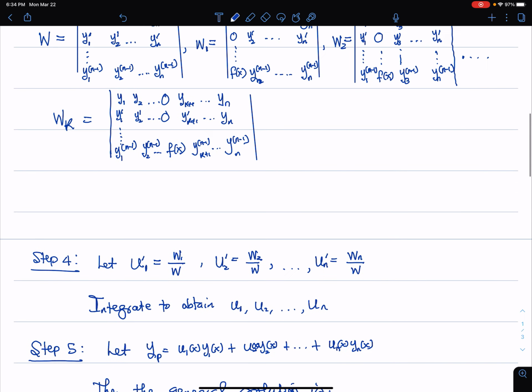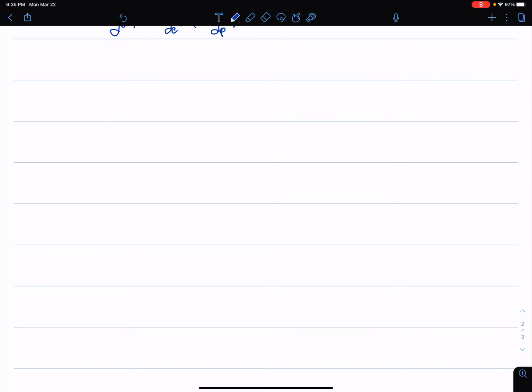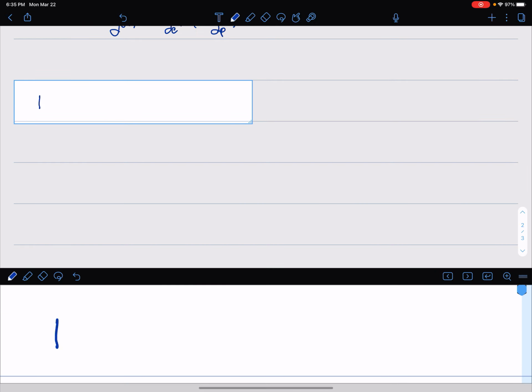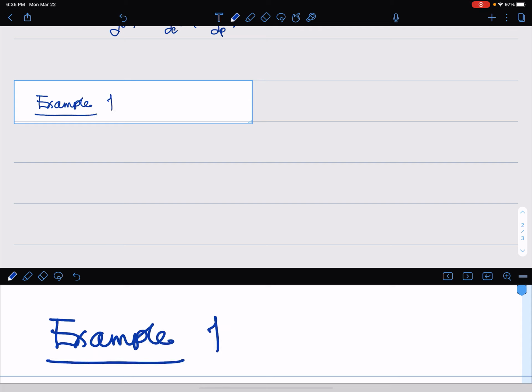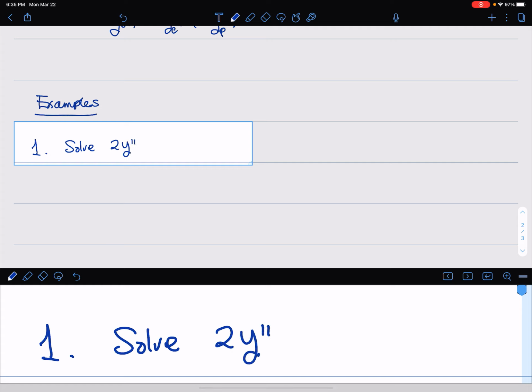Okay, we're going to explain this more with an example, because there's a lot involved in it, I know. Let's call it example 1. Maybe we can get 2, but let's start with 1. Let's try to solve 2y double prime plus 8y is equal to 6 cosecant of t.